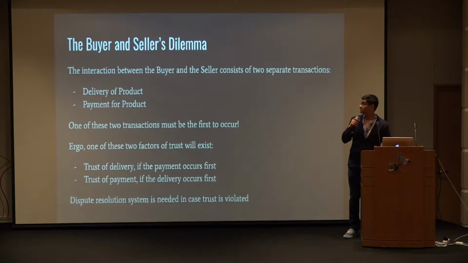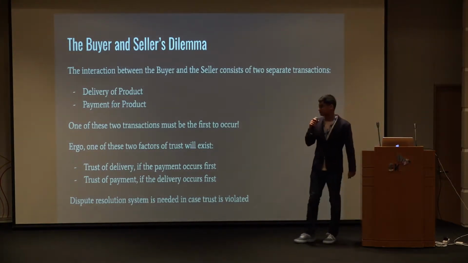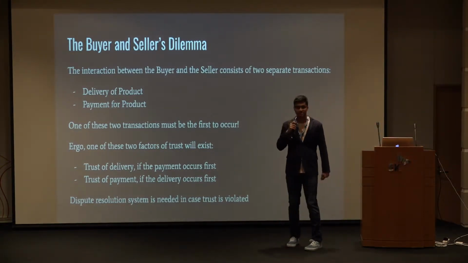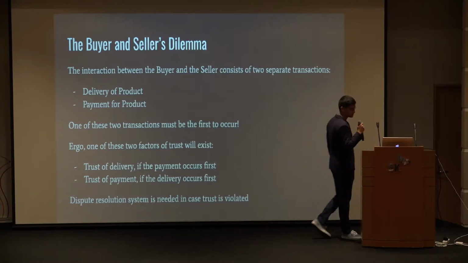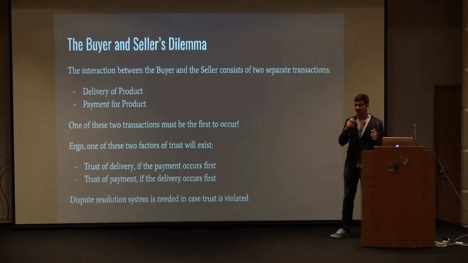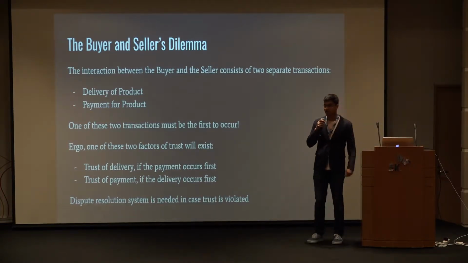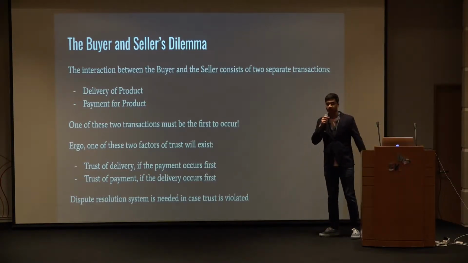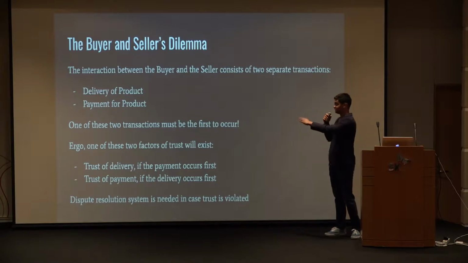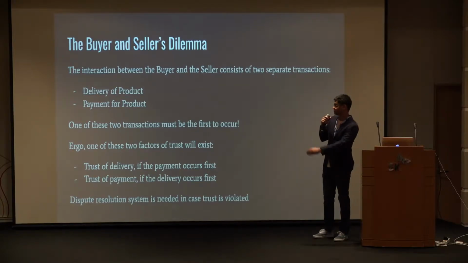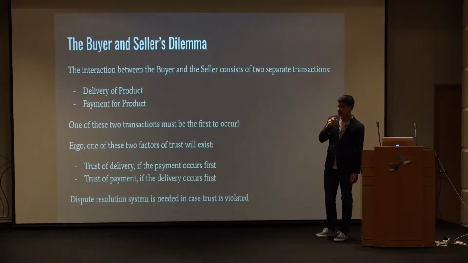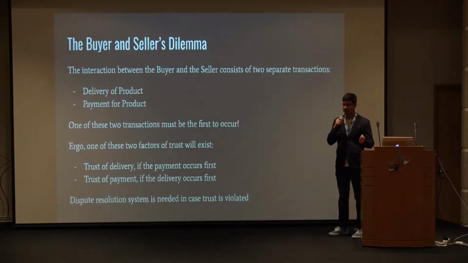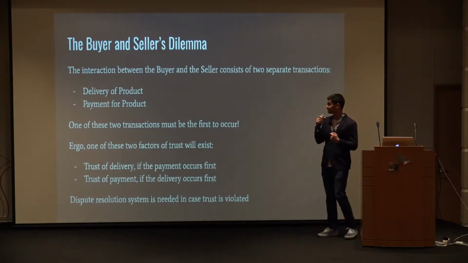All right, let's begin. Let me start by introducing what the dilemma is. Between buyers and sellers who are trying to trade a product for payment, there are two interactions involved. The first one is the delivery of the product, and the second one is the payment for the product. One of them is initiated by the seller and the other by the buyer.